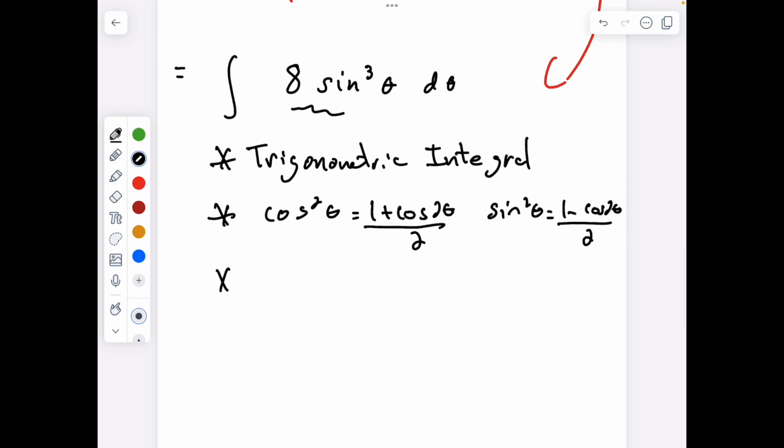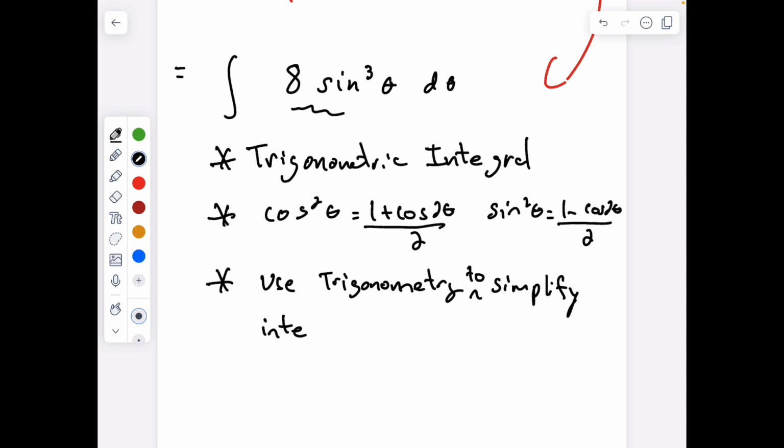And the other thing that I've seen that's actually a little more common than these two is you're going to use trigonometry to simplify, and in particular identities, to simplify the integrand and integrate. Okay. So now what we'll do is this.